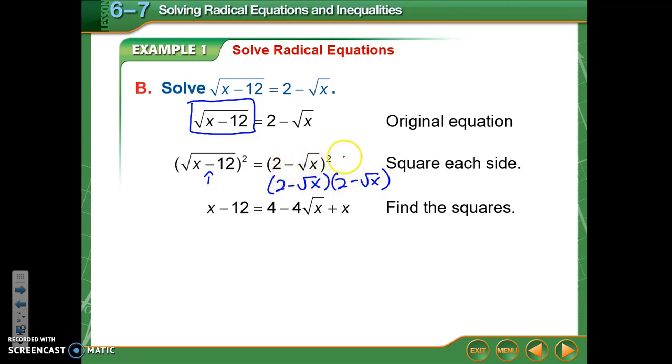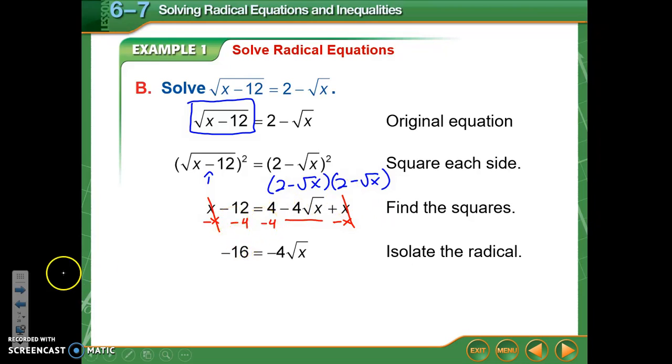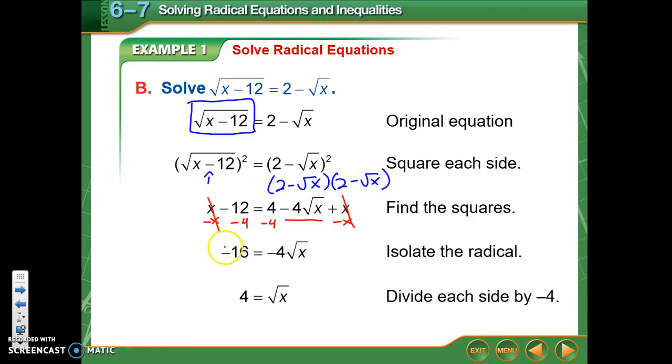4 minus 2 square root of x minus 2 square root of x, that's where the negative 4 square root of x comes from, plus x. And now I need to isolate my radical again. So I'm going to subtract x from both sides, right? So those x's will cancel. And then I subtract 4 from both sides. So that gives me negative 16 equals negative 4 times the square root of x.